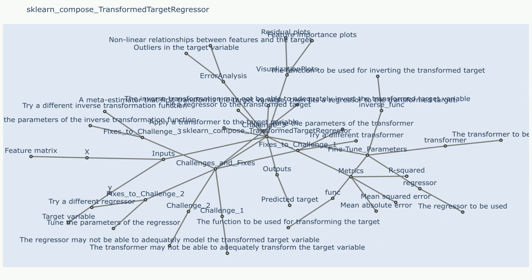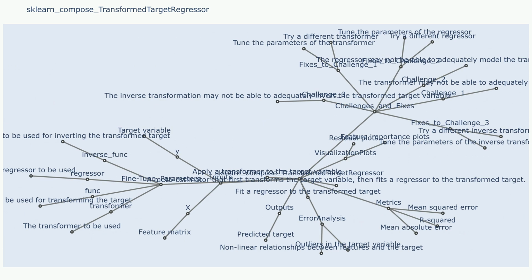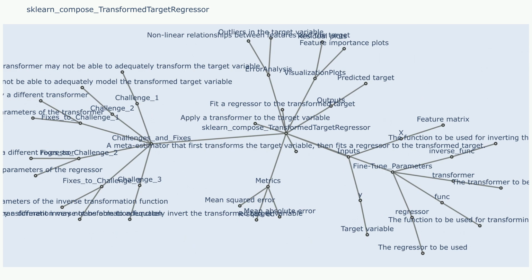Challenge 2. The transformer may not be able to fit the target variable well. Sample use case that resulted in challenge 2. The target variable is a time series, and the transformer is a moving average filter. The time series has a trend that is not captured by the moving average filter. Fixes to challenge 2. Try a different transformer, such as a seasonal decomposition. Use a regressor that can handle time series data, such as an ARIMA model.